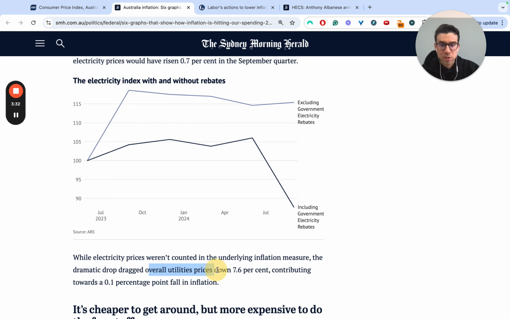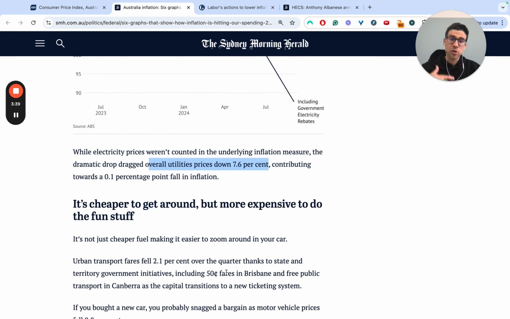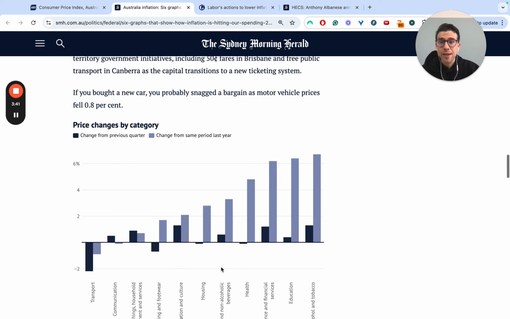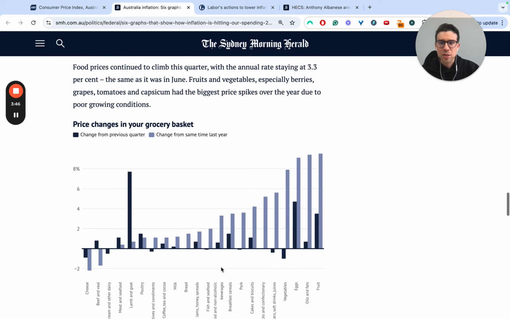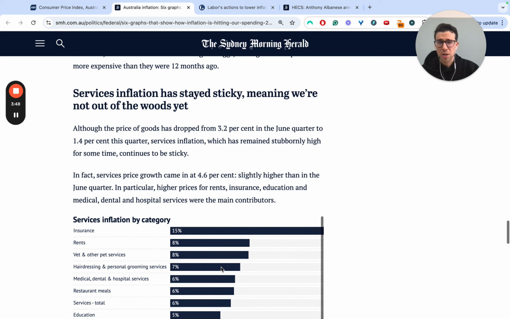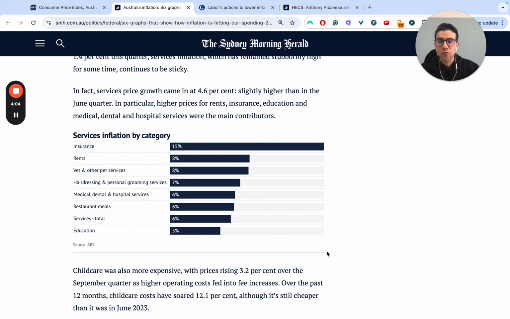So these overall utility prices are 7.6% down as a result. I think there are a couple of reasons why. Now, on the flip side, the argument is that there are still increases in service costs, where inflation remains stickier. This goes to the underlying picture, because services are ultimately driven by wage costs and increasing wage costs. We can see that a lot of the inflation still existing in the economy is coming from services.